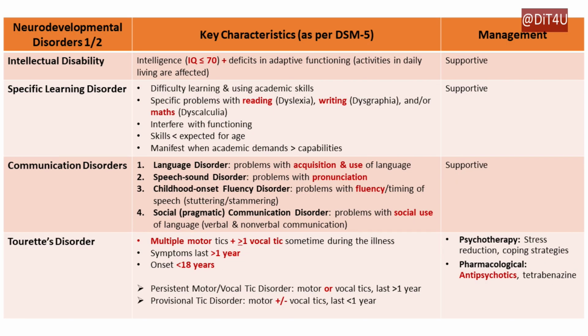Moving on to neurodevelopmental disorders, intellectual disability is defined as IQ less than or equal to 70, plus deficits in adaptive functioning, that is, activities of daily living are affected. Both have to be present. And IQ, as you know, has to be measured using standardized tests of IQ, such as WAIS.